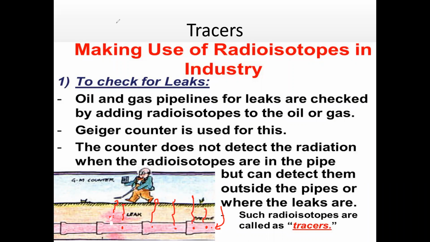To check the leakage of a pipe, oil or gas pipelines are checked by adding a radioactive isotope to the oil or gas, and the Geiger counter, the GM tube, is moved. The counter does not detect radiation when the radioactive isotopes are in the pipe, but can detect it when they are outside, where the leakage is. Such radioactive sources are called tracers. For example, radiation is coming out from all the points, but because most of the leakage is in this region, most of the source is here, so the counter will record the maximum amount of radiation. We can identify the specific point where there is a leakage in the pipe.